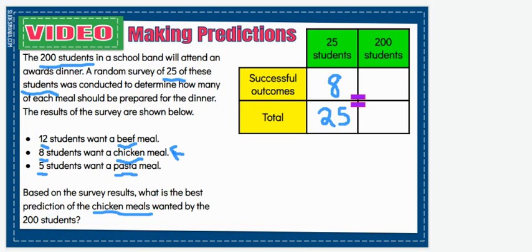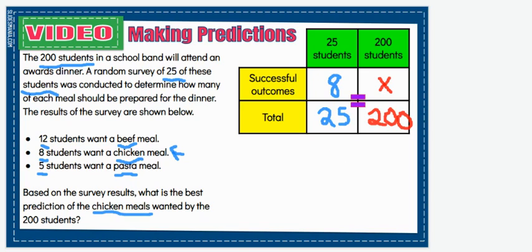Now we have some new information. We know that we want to figure out how many successful outcomes there will be out of the 200 students. So what we're missing right here is the number of successful outcomes, or those that we predict will choose the chicken meal. So let's solve this. The first thing that I notice by looking at it is that I'm missing X. The second thing that I notice is that this is a proportional relationship, which basically means that I want to solve it using a proportion.